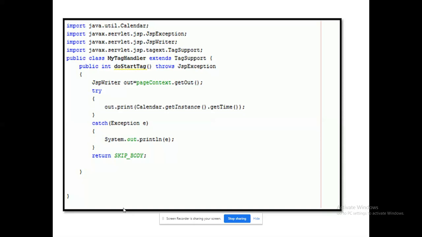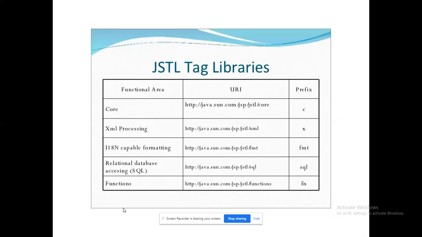So this is my TLD. Okay, so this is my TLD. The functionality of the tag is it will retrieve me the current time. That's what getTime does. Likewise, you can create your own tags and use them inside the JSP program. So I have shown you the procedure for how to write our own tags, but already we have some sets of tag libraries available.